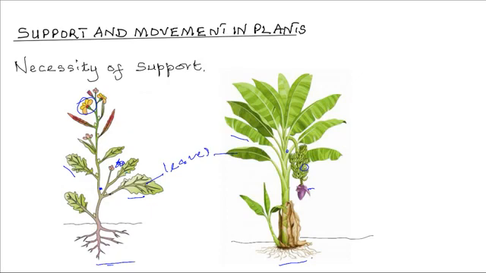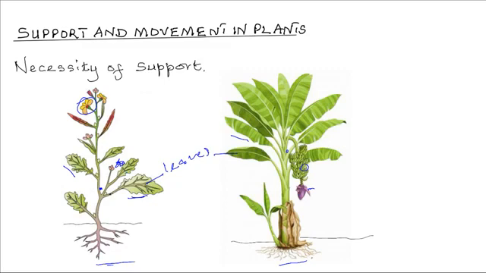So those are the main reasons why plants do require support. First is to expose the leaves for maximum absorption of sunlight and carbon dioxide. Two, to enable them withstand the force of gravity and wind, and also support their own weight and of other organisms that may be on them. Three, to support the flowers so that they're best exposed to the agents of pollination. And four, to support the fruits and seeds so that they're best exposed to the agents of dispersal.